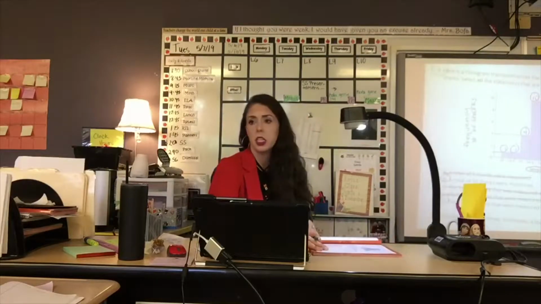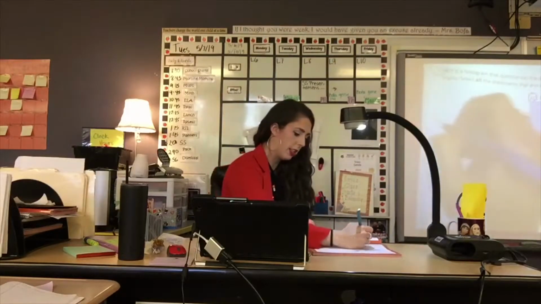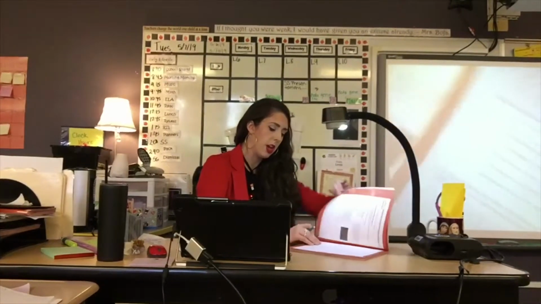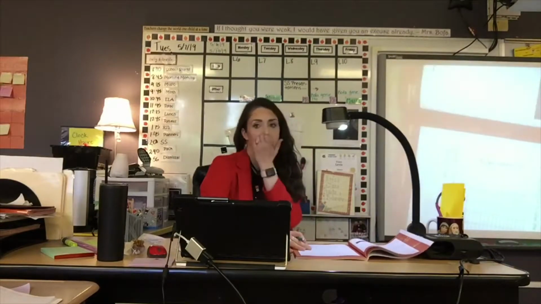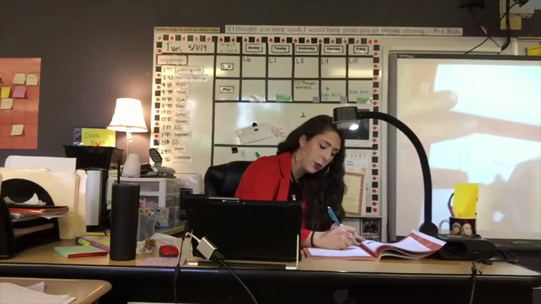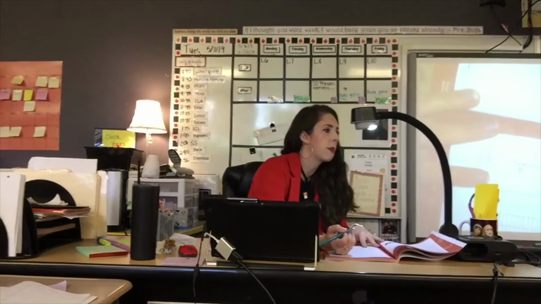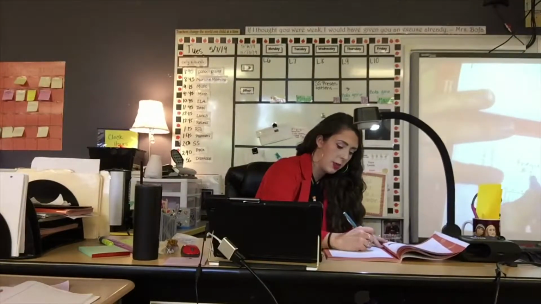Where was the frequency? The y-axis. Very good. So let's label that frequency. Another word for frequency is what? The number of whatever we're counting. What are we counting this time? Worms. Yeah, number of worms.